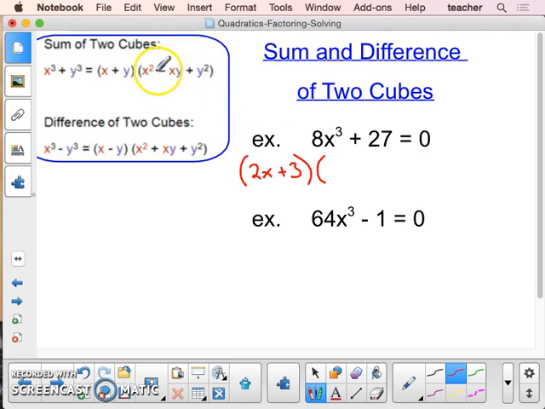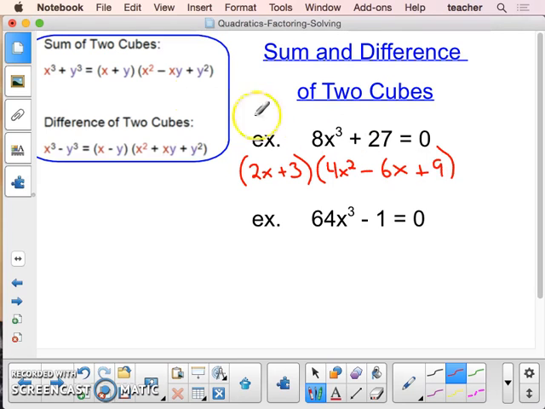We're squaring that first piece, so when we square 2x, we square the 2, which is 4, and we square the x, which is x squared. Then we subtract, and here we're multiplying the x times the y. So you're multiplying 2x times 3. That's 6x. And then at the end, you take the second piece and you square it. Y was 3, so we're going to square that and put plus 9.